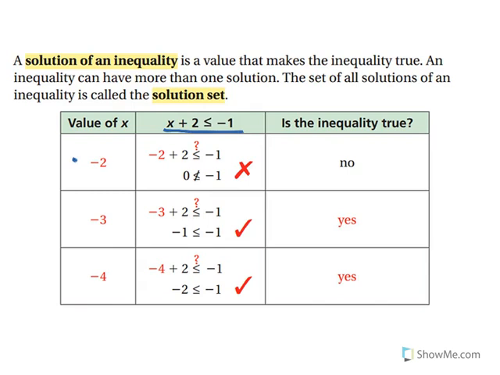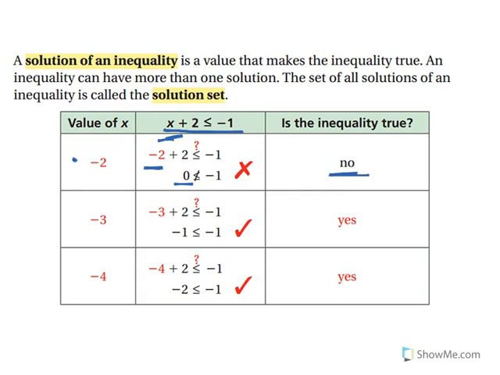And all we're going to do is we're testing them out. So wherever you see the x, we're going to put in whatever number they've given us. So we have a -2. So where I have the x right up here, I'm going to put the -2 right here. So -2 plus 2 equals 0. Is 0 less than or equal to -1? No. So you just put down no.